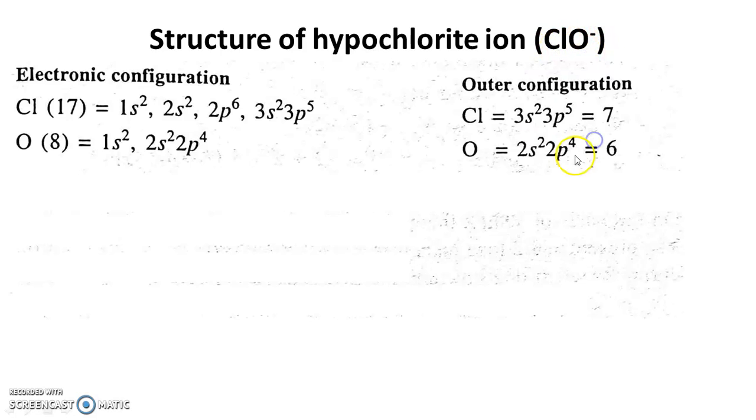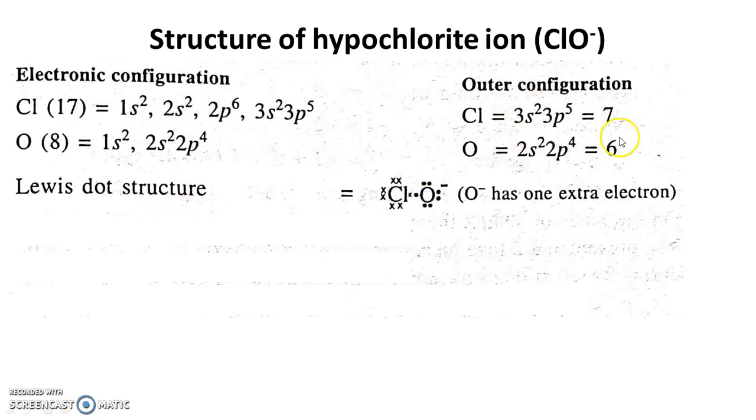I will take an example, that is the structure of the hypochlorite ion. In the hypochlorite ion, there is one chlorine and one oxygen. The electronic configuration of chlorine, atomic number 17, is 1s2, 2s2, 2p6, 3s2, 3p5. The outer electronic configuration for chlorine will be 3s2, 3p5. A total of 7 electrons are present in the outermost shell. For oxygen, atomic number is 8, configuration is 1s2, 2s2, 2p4. The valence shell electronic configuration for oxygen is 2s2, 2p4 and 6 electrons are present in the outermost shell of oxygen.